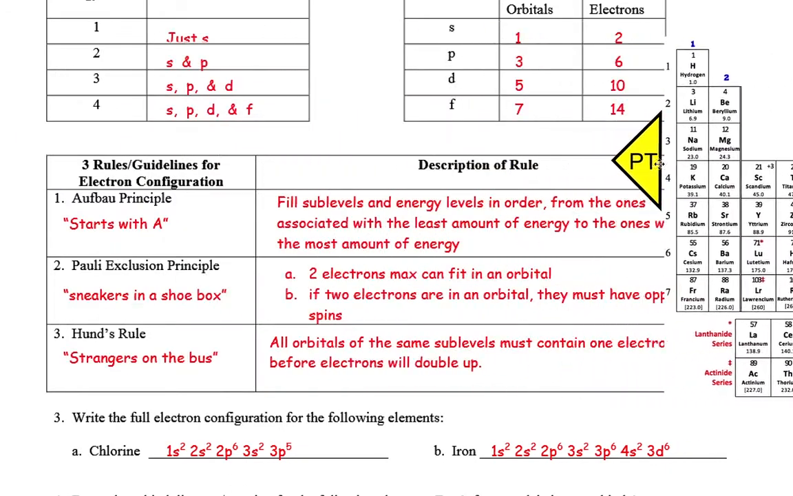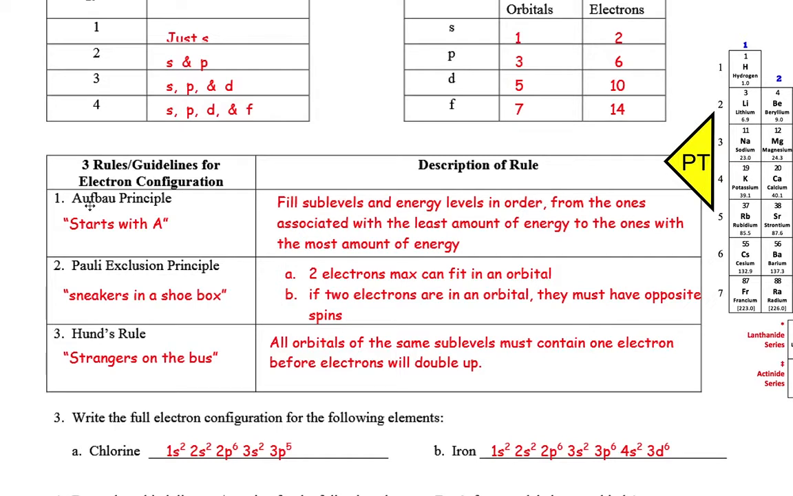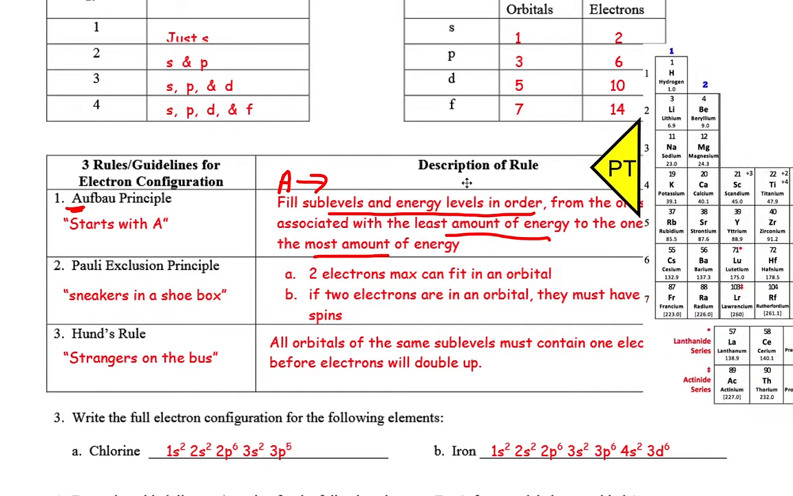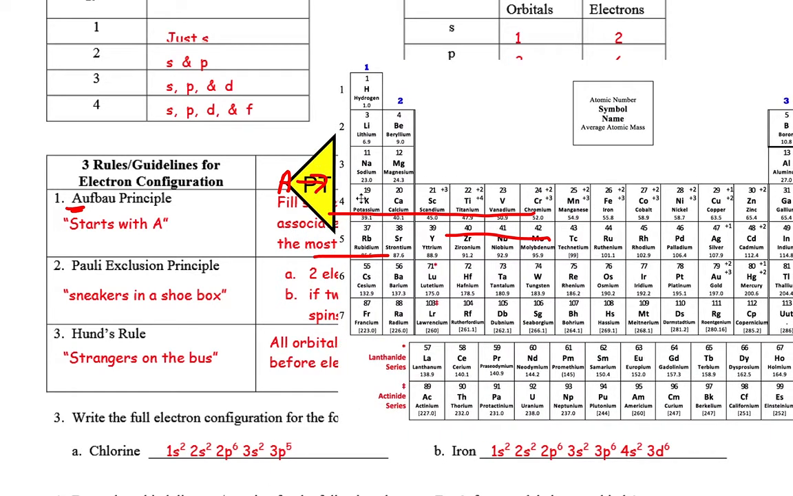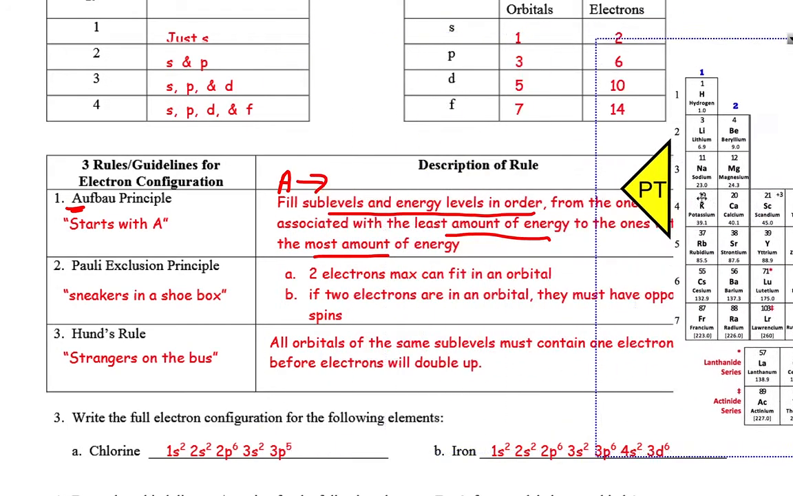Some things to keep in mind when doing the configurations. The Aufbau principle, remember, it starts with the letter A. You're going to fill everything in order. If I said, tell me the ABCs, you're probably going to start with A and tell me the ABCs in order. You're not going to jump around and tell me A, L, Z, K. You're probably going to do A, B, C. Same thing with the electrons. Fill them in order. Least amount of energy to the higher amount of energy. That's why the 3D here gets filled after the 4s, because 4s has less energy, then 3D has more energy.